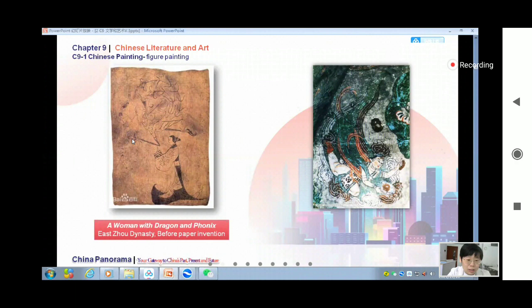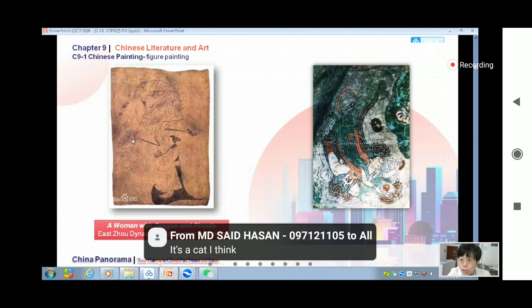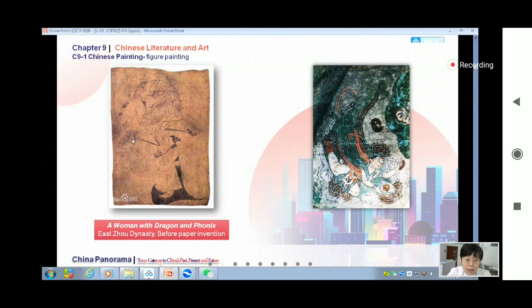This painting is very, very old. It was from the Zhou dynasty. The Zhou dynasty is about 2000 years ago, before paper invention. The scientists and the artists actually don't know the theme of this painting. There are many different explanations.